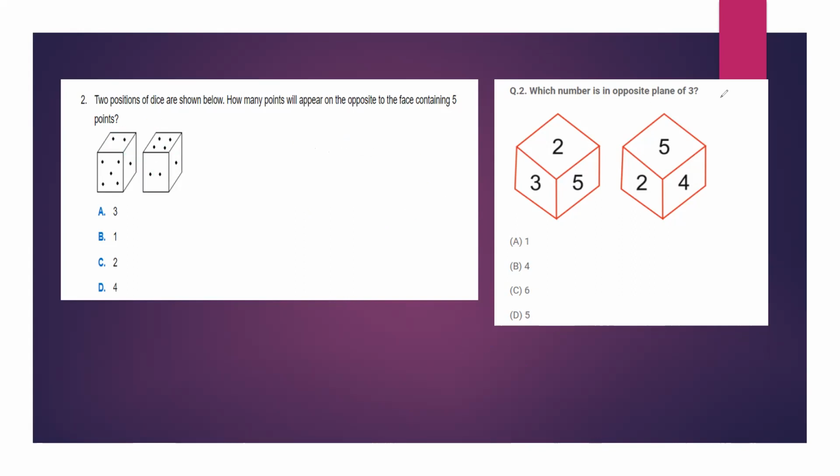Now, what number is in the opposite plane of 3? Just see also here, 2 and 5 are common. So definitely 3 and 4 are opposite to each other. This way we can solve the question very, very easily.